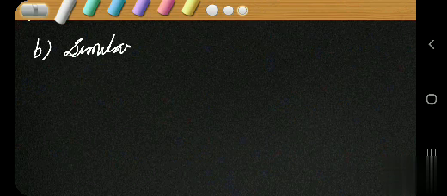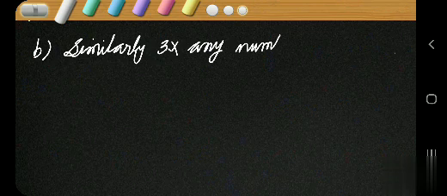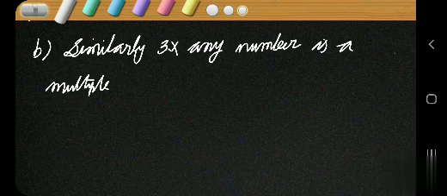Now write down B. Similarly, 3 into any number is a multiple of 3, etc. For all numbers we can write like this: a number into any number is a multiple of that number. Got it? Now we are going to discuss the properties of multiples.